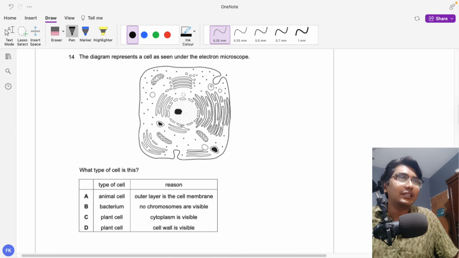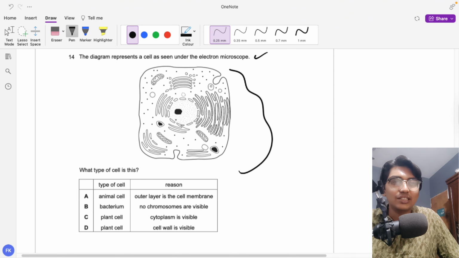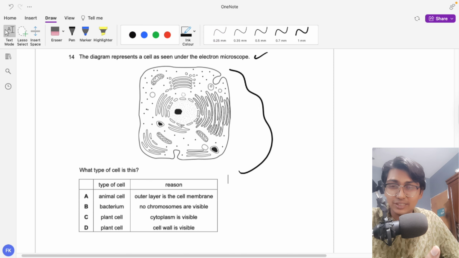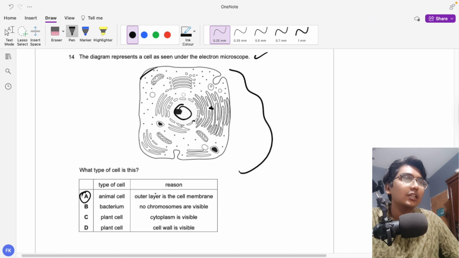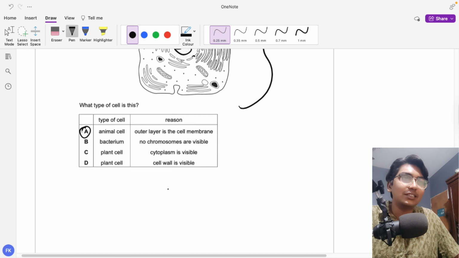Now, the diagram represents a cell under an electron microscope. You can see the details in the diagram because it's an image taken from an electron microscope, right? What type of cell is this? This should be a really easy answer. If you look at the structure, we can see the endoplasmic reticulum. We can see the nuclear pore. The nucleus is surrounded by a membrane. We can see the mitochondria, Golgi body, so it is an animal cell. The outer layer is the cell membrane. This is a simple answer.